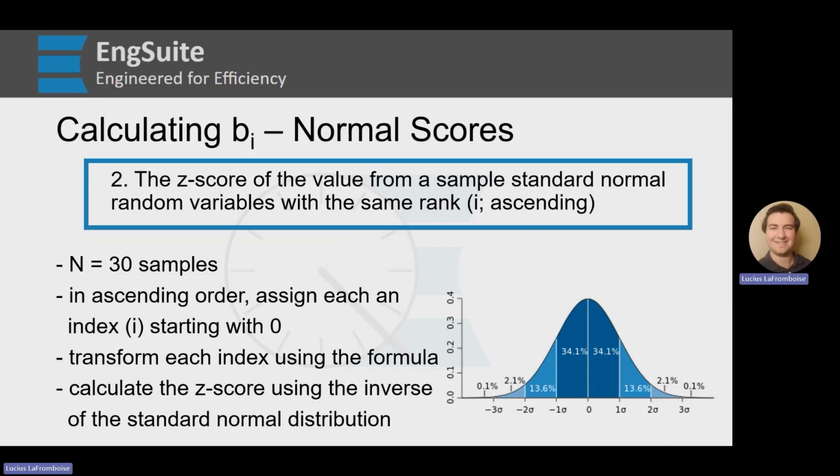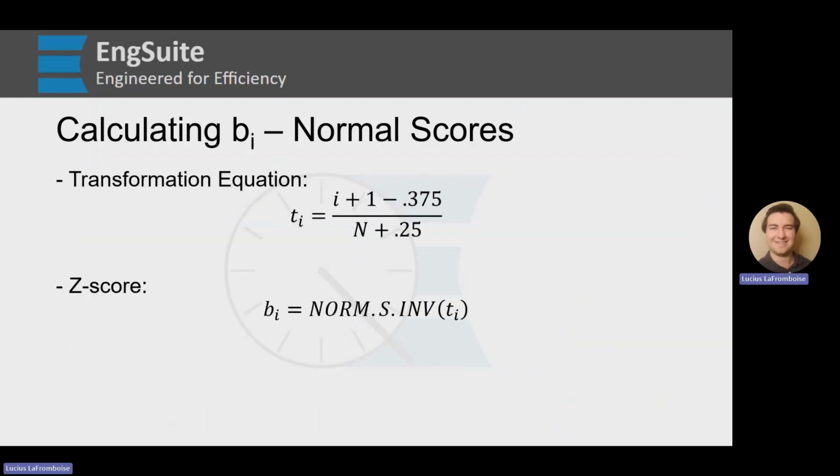Then we transform each of these indexes using a formula, and we calculate the z-score using the inverse of the standard normal distribution. So here is our transformation equation, where i is the index. So we have i plus 1 minus 0.375 over n plus 0.25, where i is the index of the current index, and n is the total number of samples. Then to get bi, we will take the z-score using norm.s.inv, and it might be different depending on what software you're calculating this in, and then we would just plug in that transformed i to get bi.